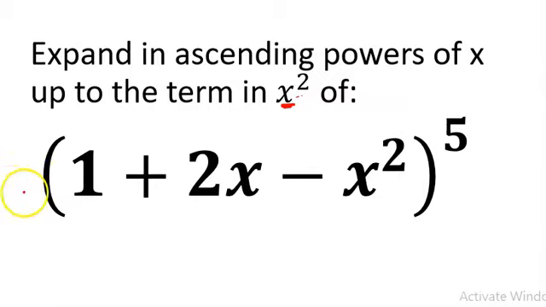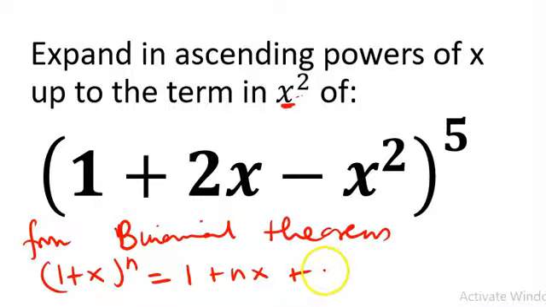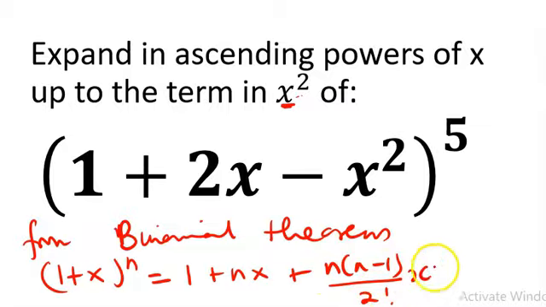Now, binomial expansion from the binomial theorem: 1 plus x raised to the power n is equal to 1 plus nx plus n times n minus 1 over 2 factorial x squared. According to the question, we have to expand this up to a term in x squared. So, looking at this, I think this is where we have to end.